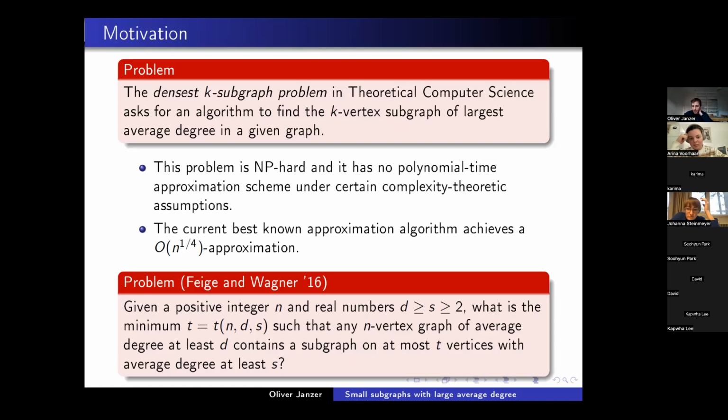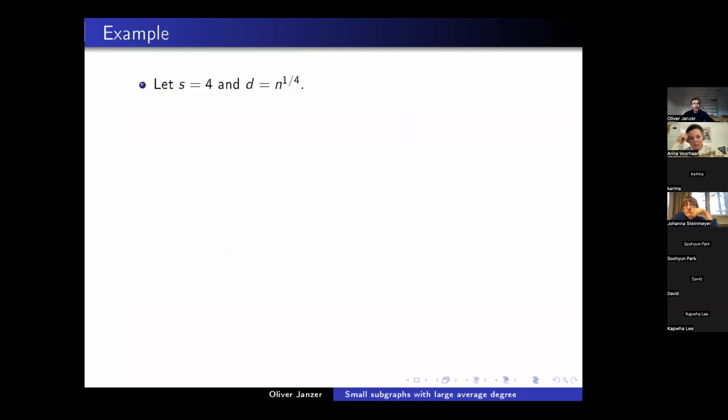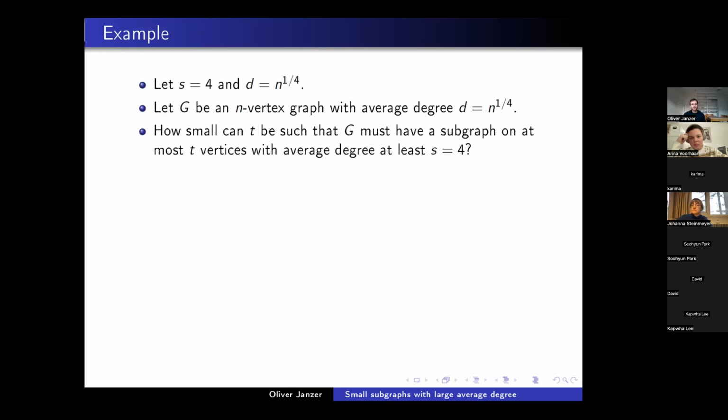So just to give an example, let s be 4 and let d be n to the 1/4. So everywhere in this talk, you should think of the average degree d as the average degree of the host graph, d as an arbitrary function of n, say in this example n to the 1/4, but s, the average degree of the small subgraph that we are aiming for, is always going to be a constant. So in this example, 4. So we are trying to find a small subgraph of average degree at least 4 in the host graph, which has average degree n to the 1/4. How small can the small subgraph be?